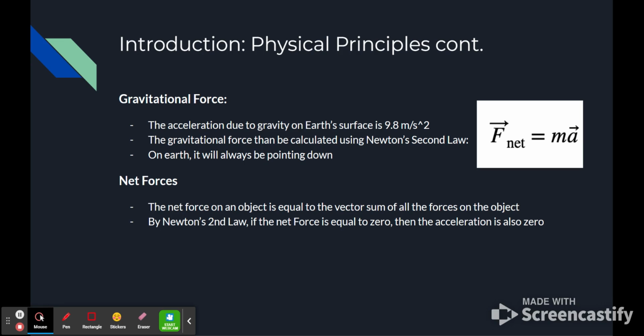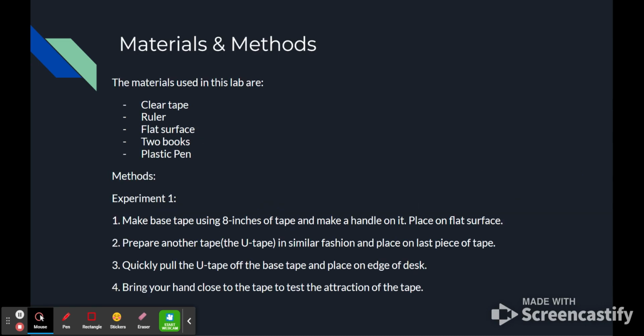Additionally, I'll be using the gravitational force from Newton's second law, considering that the acceleration of Earth's gravity is 9.8 meters per second squared. I'll also be considering net forces, and the net force on an object is equal to the vector sum of all the forces on the object. By Newton's second law, if the net force is equal to 0, then the acceleration is 0.